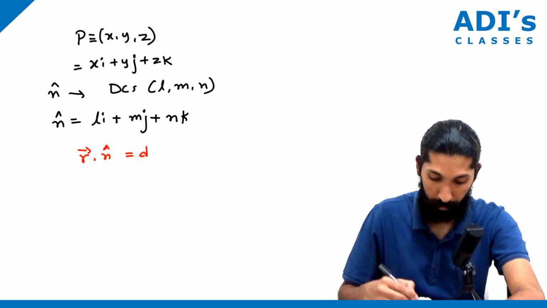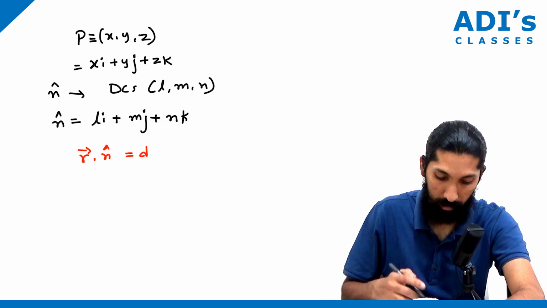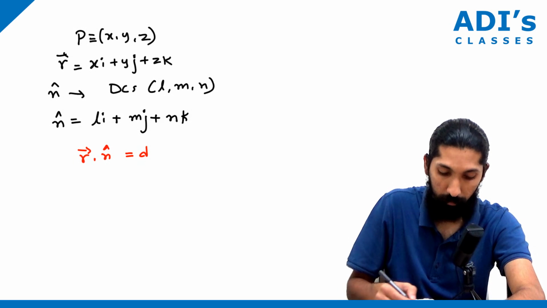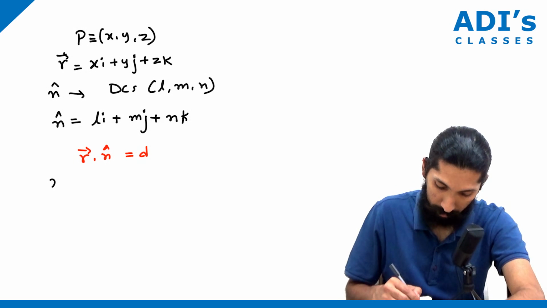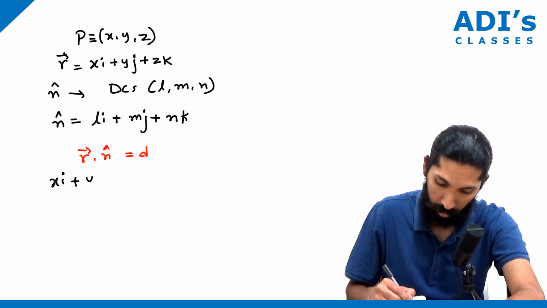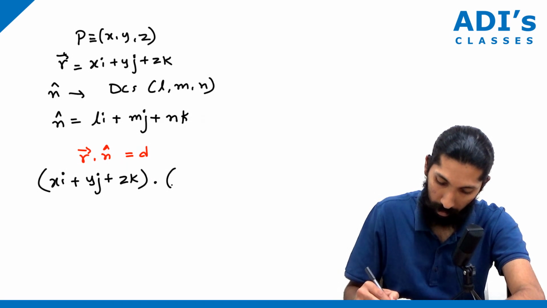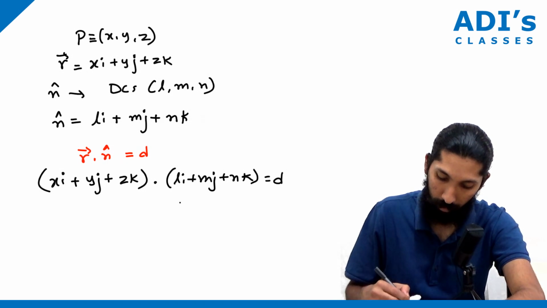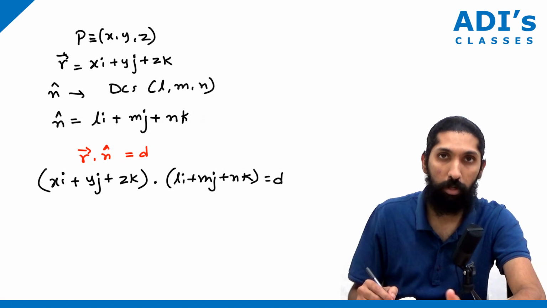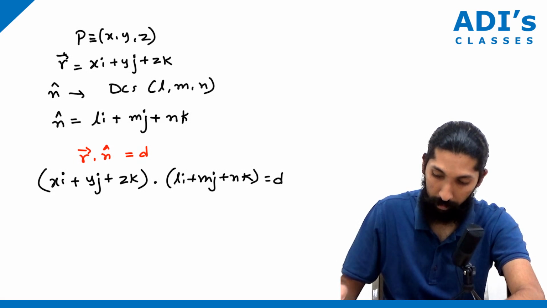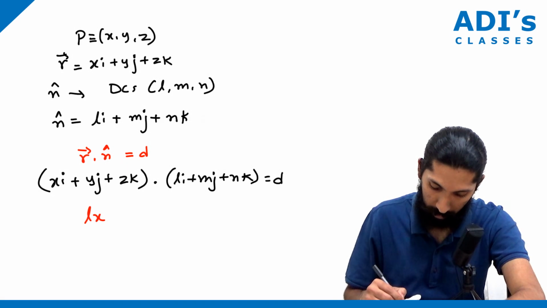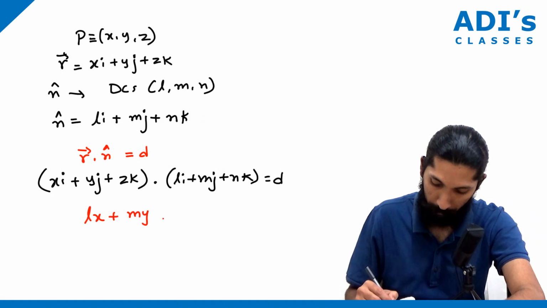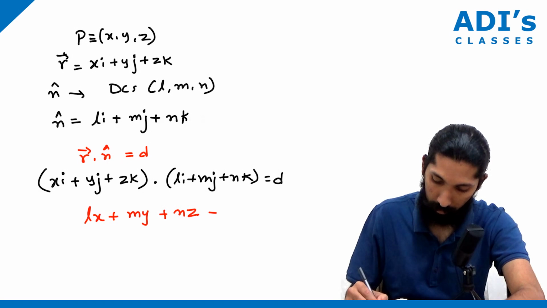Now, if you substitute, what is vector R? Xi, because this is OP, right? OP is nothing but vector R. Xi plus Yj plus Zk dot Li plus Mj plus Nk is equal to D. If you multiply I and I, dot product, no? So what do we get? If you multiply, you will get Lx plus My plus Nz is equal to D.